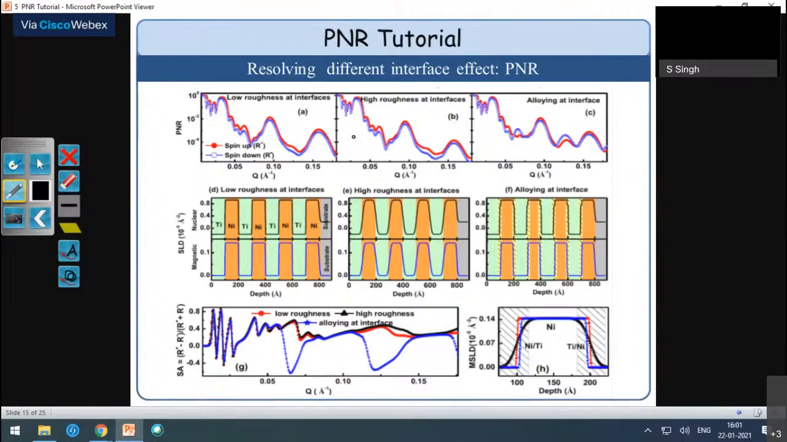This difference can be seen very nicely in this plot, which is the spin asymmetry, or sometimes I say normalized spin asymmetry, defined as R plus minus R minus, the difference between the two reflectivities, divided by the sum of the two reflectivities. It is the same reflectivity pattern, we have just plotted it this way, and you can see how it looks. The red one is for low roughness at the interfaces, and the black one is for higher roughness interfaces. But when we assume a non-magnetic alloy layer forming at the interfaces, it is quite different. So this way, this technique sometimes becomes very good.